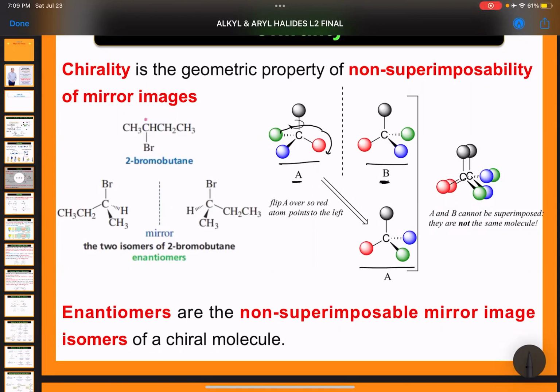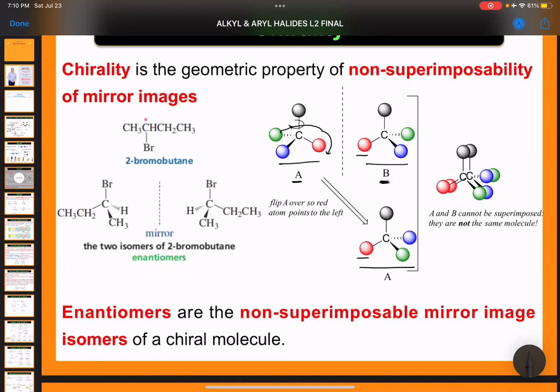Okay, and when you try to put them together, you can see that the red ball is coming over the red, the black ball is coming over the black. But the green and blue balls are not matching. So this is what happens when there is a chiral carbon.